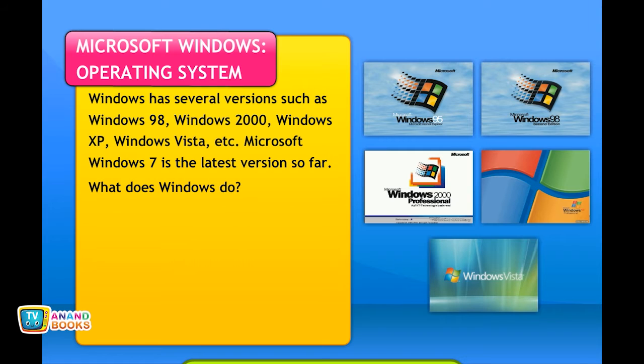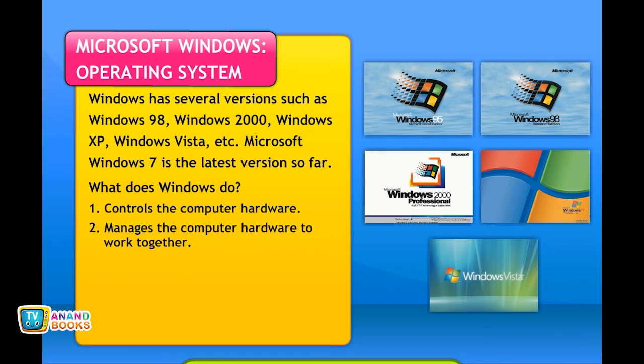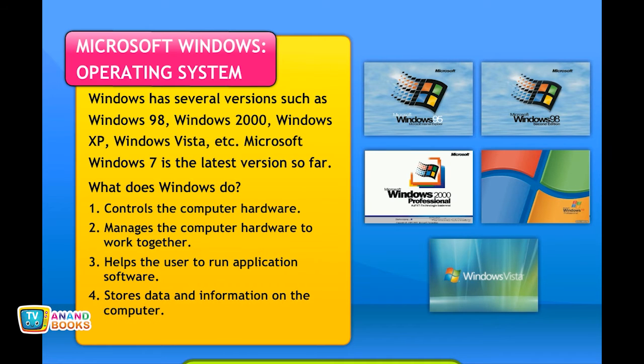What does Windows do? One, controls the computer hardware. Two, manages the computer hardware to work together. Three, helps the user to run application software. Four, stores data and information on the computer. Five, keeps track of files on the computer.